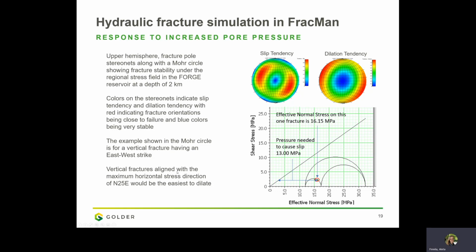It's showing here vertical fractures aligned with the maximum horizontal stress direction of North 25 East. So ones striking this way would be the easiest to dilate. Those are the ones we're expecting to take most of the fluid, those vertical fractures with this orientation.